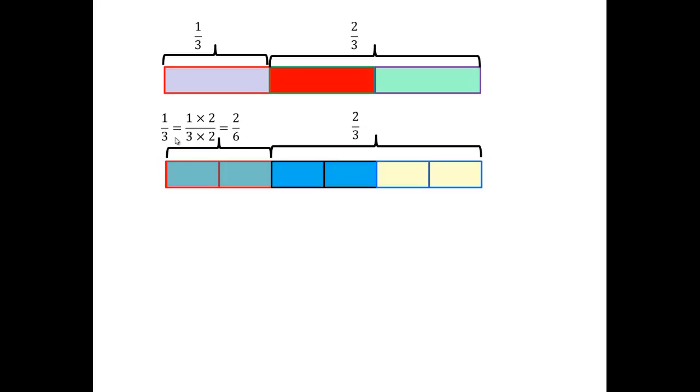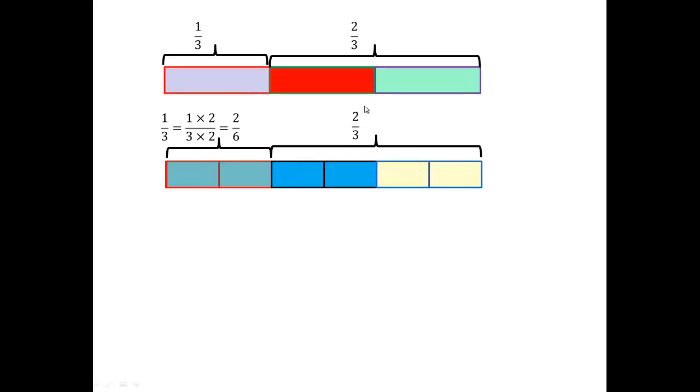So in this case, we are multiplying because that's repeated addition, right? You took this and you broke it into 2 pieces. So multiply numerator by 2, denominator by 2, it occupies the same amount. So these are equivalent fractions then. 1/3 and 2/6 are equivalent.